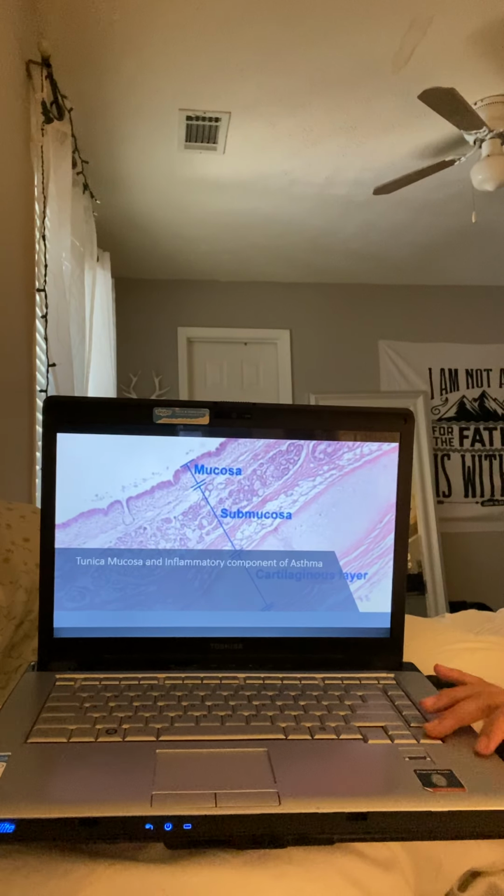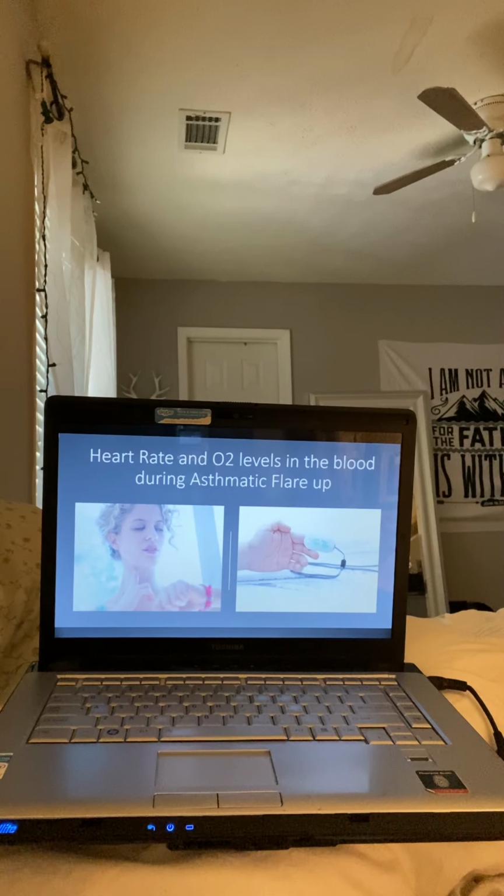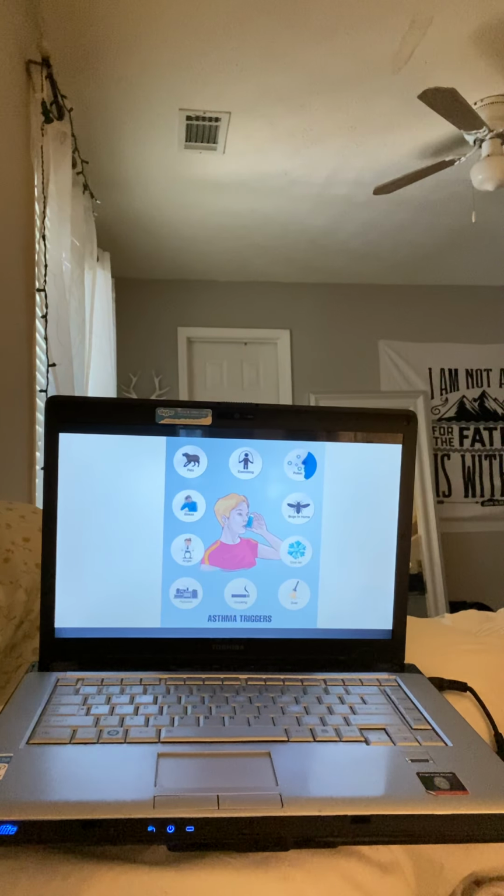And then heart rate will typically go up because the heart's overcompensating when a flare-up happens, and then levels of O2 in the blood will decrease during asthmatic flare-ups. All right.